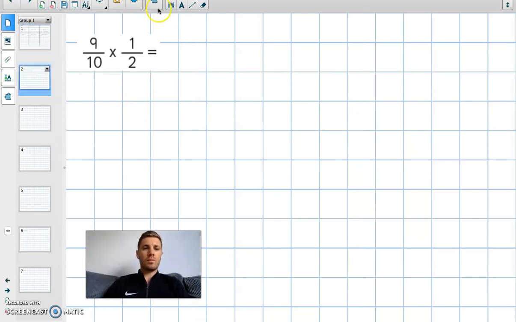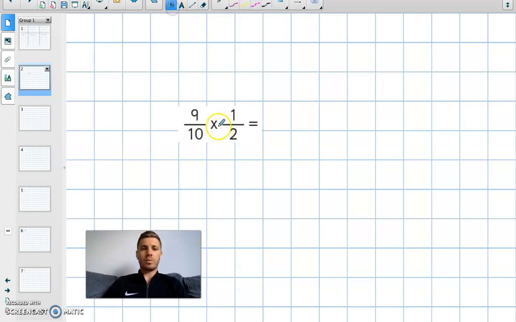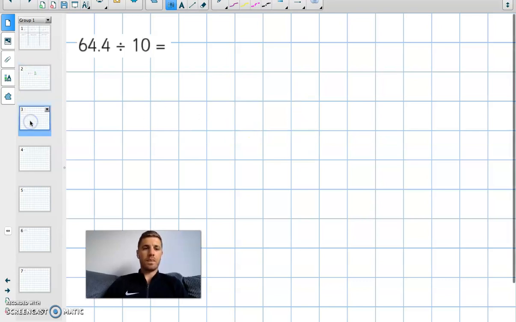So, question number 1, 9/10 multiplied by 1/2. Now, what we do when we multiply fractions is we multiply the numerators first. So 9 multiplied by 1 is 9, and then 10 multiplied by 2 is 20. So you've got 9 over 20 as your answer.